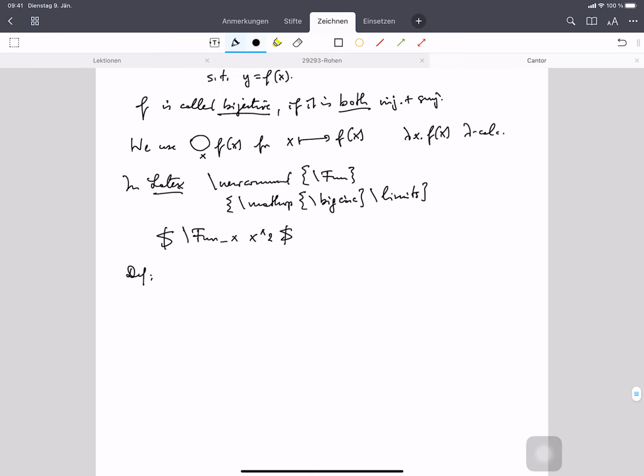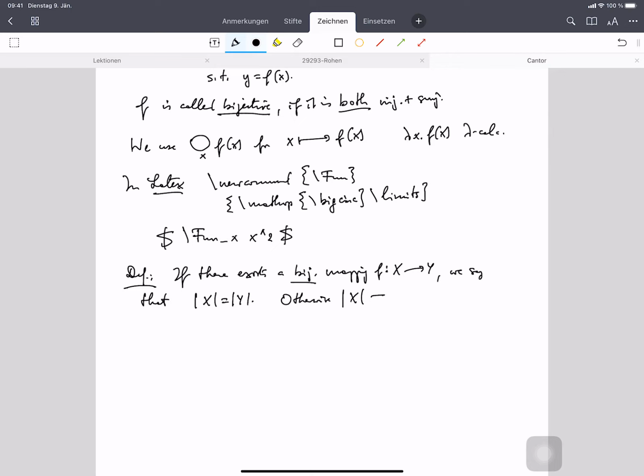Definition: if there exists a bijective mapping f from X to Y, we say that X and Y have the same cardinality, and write this. Otherwise, which means that there does not exist such a bijective mapping, we write X different from Y.